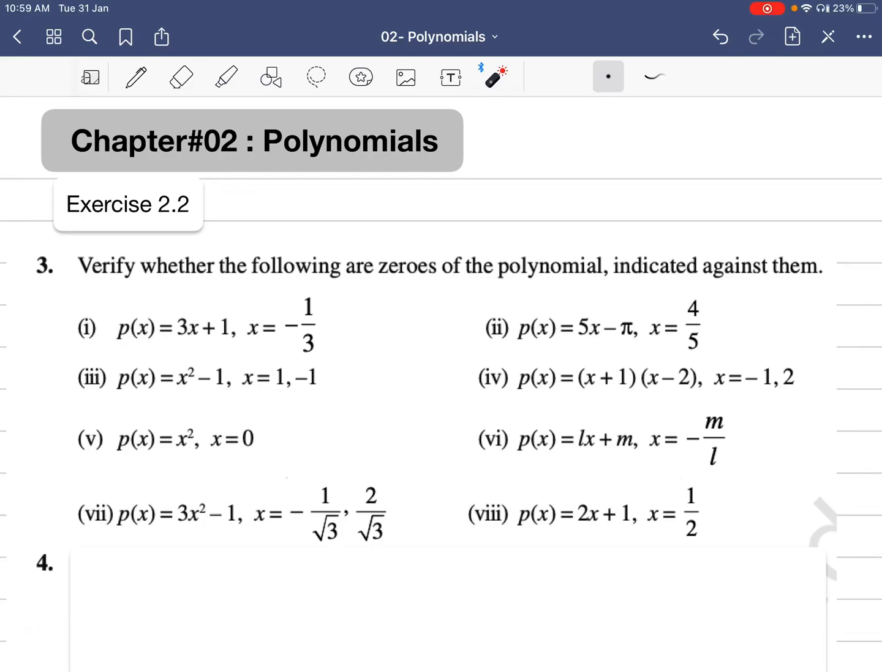So in this video, we are going to solve problems from exercise 2.2, which belongs to chapter number 2, polynomials. So first, let us see problem number 3. Verify whether the following are zeros of the polynomial indicated against them.